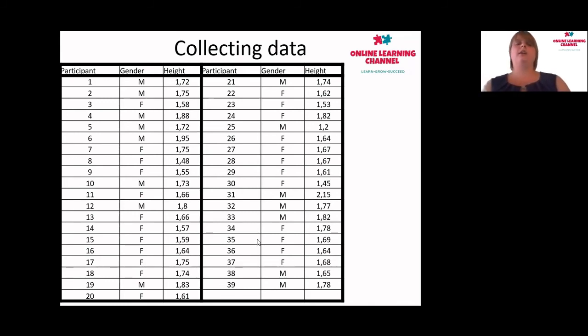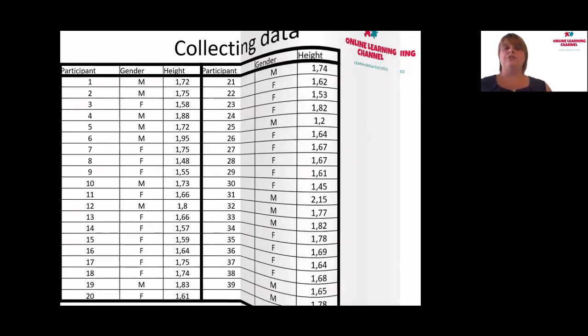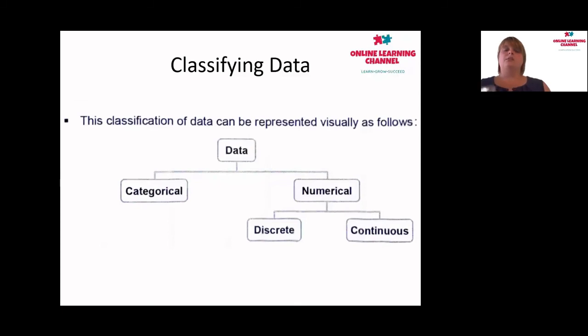So yeah, I got 39 participants. And the first one was a male, 1.72 meters, and so forth. I went and I got all my information. But now I have this information, but I actually don't know anything about this information. So firstly, I have to classify my data. So this classification of data can be represented visually as follows.